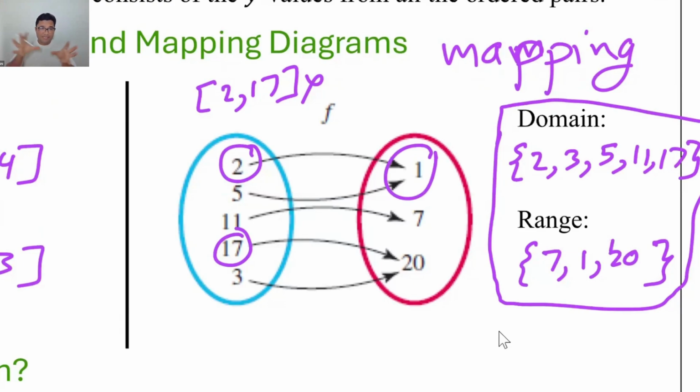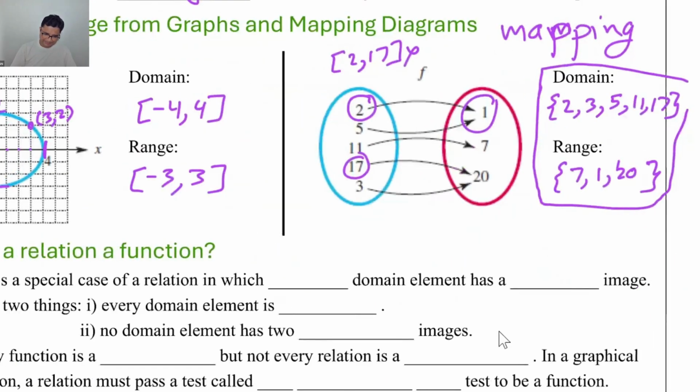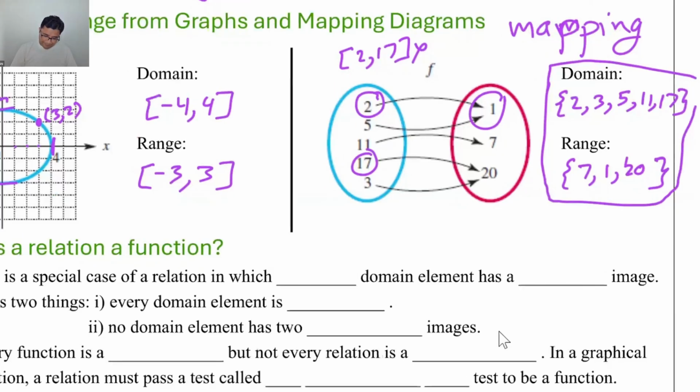So you need to mention the ordered pairs, or you need to mention a formula, or you need to give a mapping diagram. You have to do some way to represent the relation.